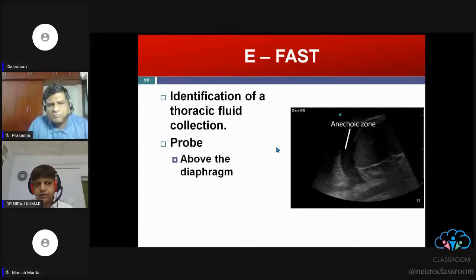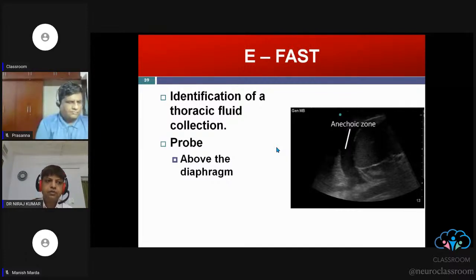FAST examination is very useful in the trauma setting. In our trauma center, every patient has to undergo this FAST examination. And one important thing I want to say is that FAST has to be repeated. Suppose you have examined the patient and the FAST is normal, there is no fluid collection. After some time, if you suspect that the blood pressure is falling, you have to repeat this FAST examination. So FAST examination is very sensitive if you repeat it.